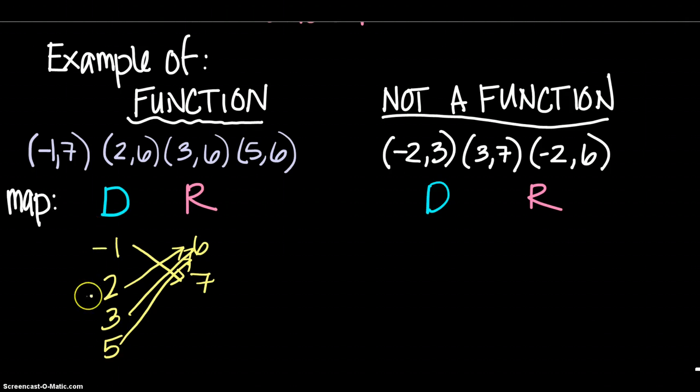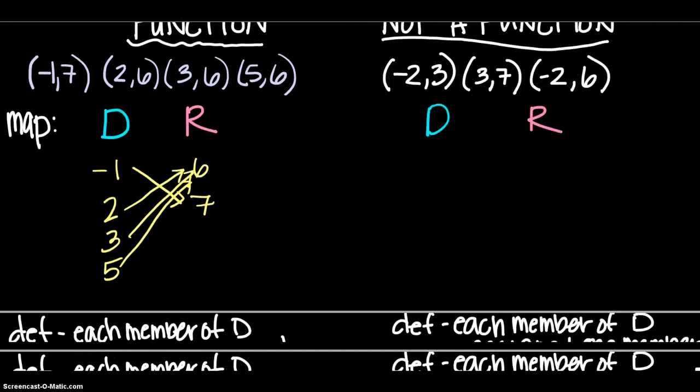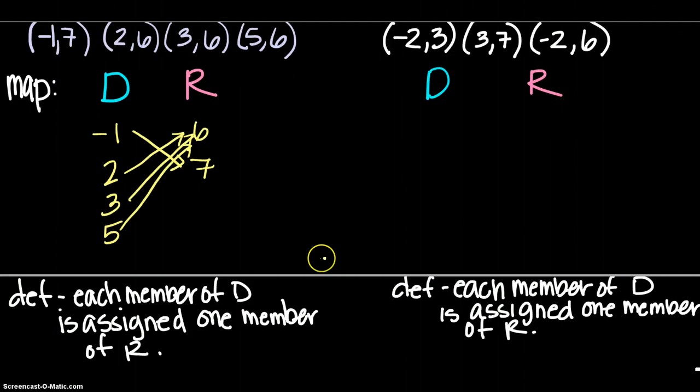Okay, this is an example of a function. Every x value has a y value. I wrote something below. Let me show you. The definition of a function is that each member of D is assigned one member of R. Yes, 2, 3, and 5 are all assigned 6, but that's okay. Okay, let's look at the other one.